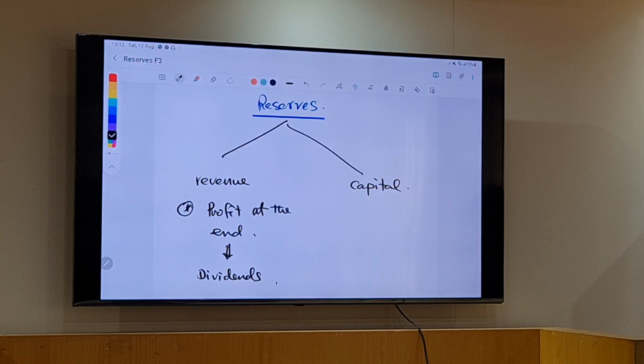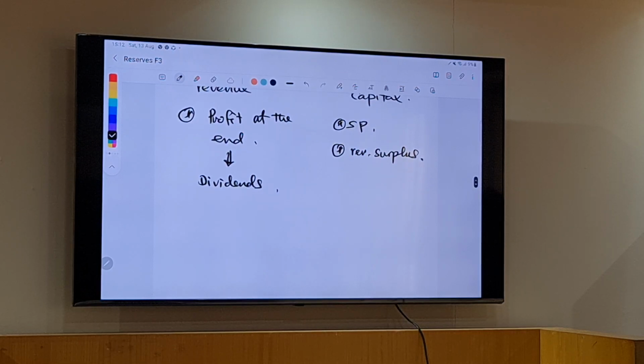Capital reserves are a special type. This is created on certain special conditions. One good example of capital reserve is share premium. Share premium is not created as and when you want. It only arises when you issue shares. Also there is something called revaluation surplus. We learned this in IAS 16. Revaluation surplus is also one example of capital reserves. Another example is general reserve.